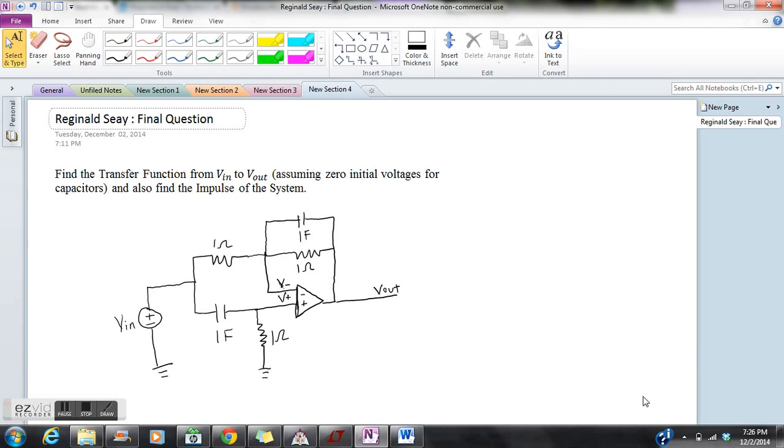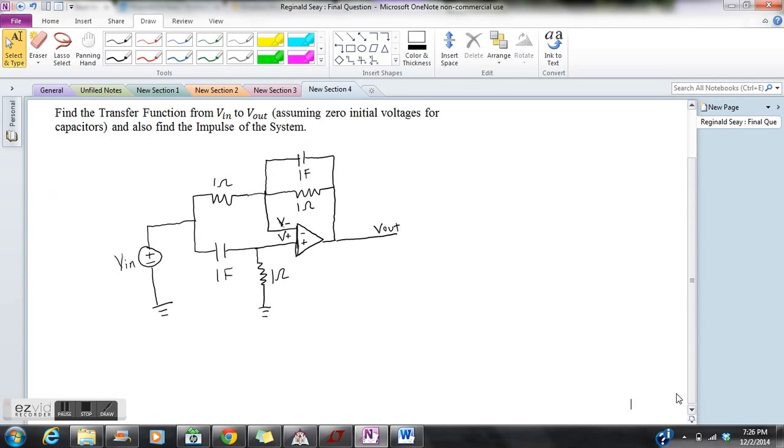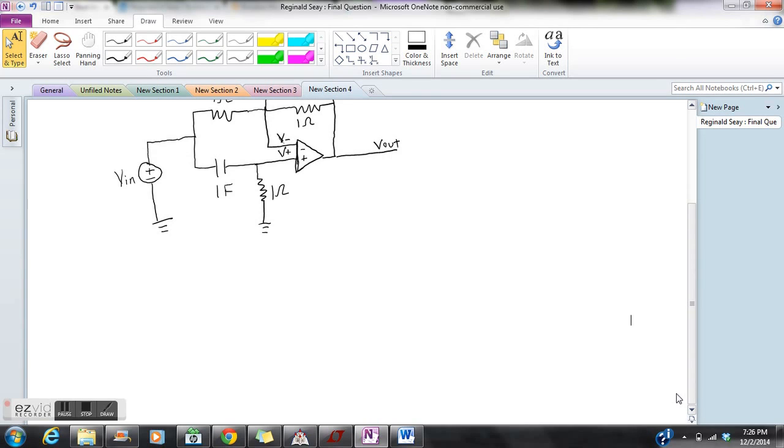It has a V in, an op amp, two capacitors, and two 1 ohm resistors. Well, yeah, three 1 ohm resistors. Okay, so to start off this problem, we look at our circuit, and we'll first find our V plus. We'll find the V plus by using voltage division.